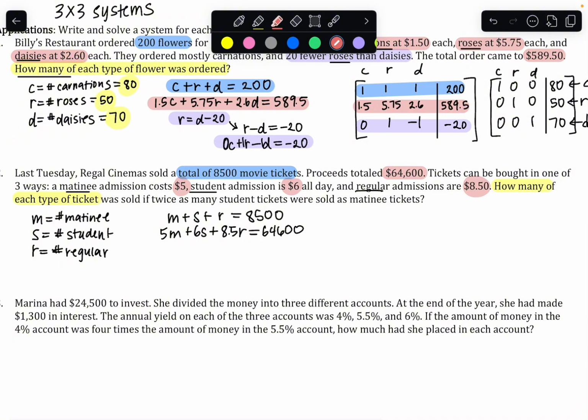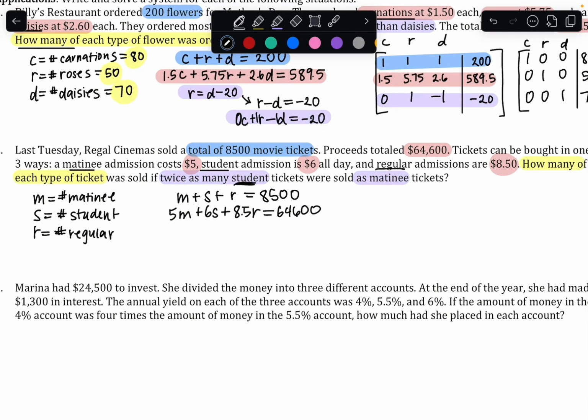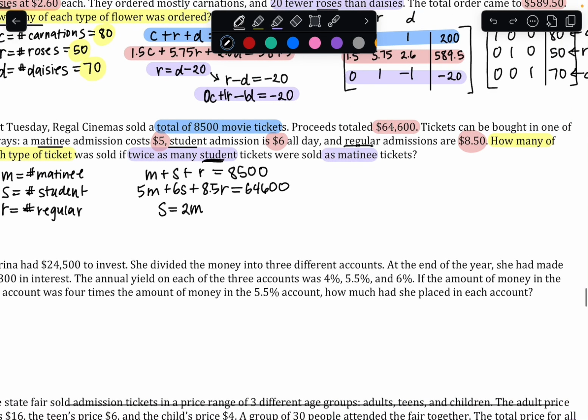Okay, and then the last equation comes from the comparison. Twice as many student tickets as matinee. So twice as many student. That means there's more students, and student is listed first as matinee. So don't multiply the students by 2, multiply the matinee. So the number of students is twice as many as matinee. Whatever variable comes first, it's going to be that variable equals. That's a trick that will help you write those comparison equations. Okay, and so we have our 3 equations.